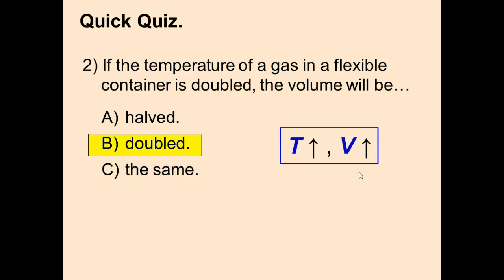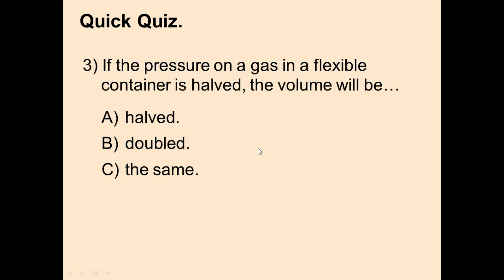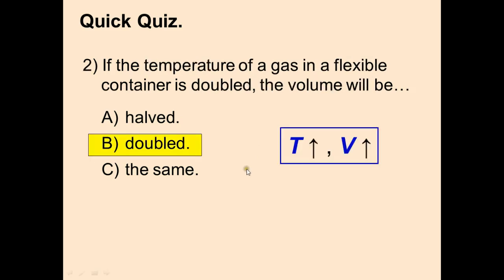And if you're a visual learner like I am, you can think about it in terms of collisions. If we have higher temperature, the particles in the balloon are moving so much faster that they're colliding more often. Because they collide with the walls more often, they increase the volume because there's more energy applied to the wall. So that's why temperature increases volume.